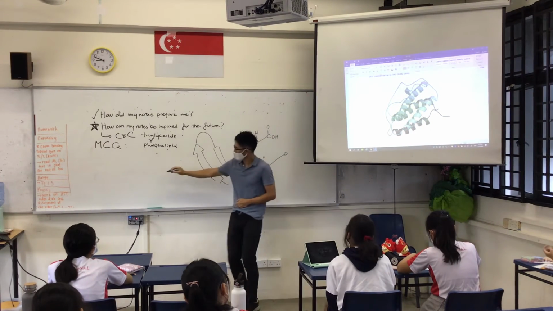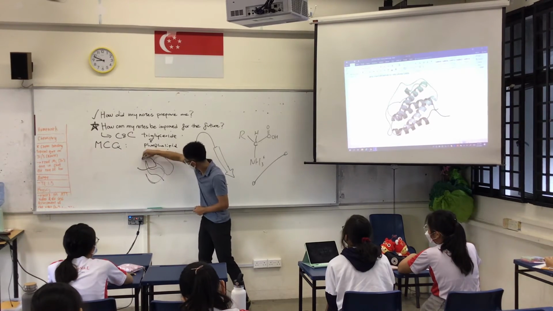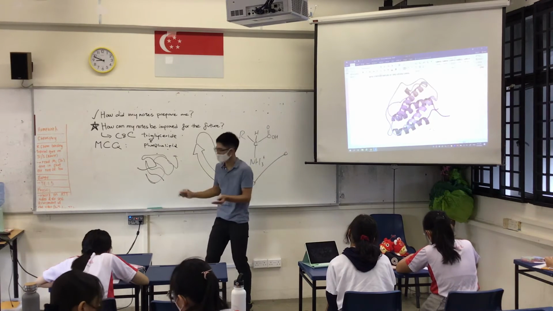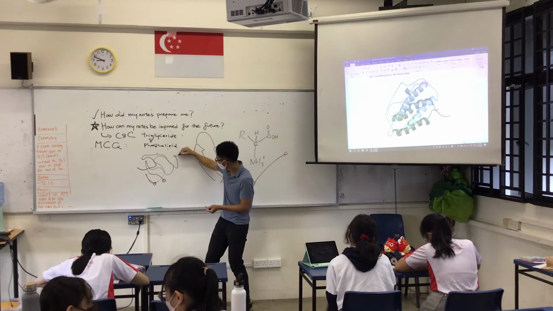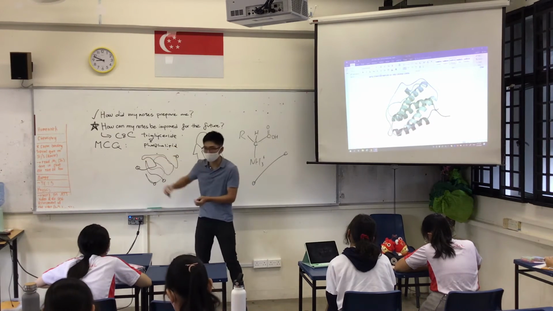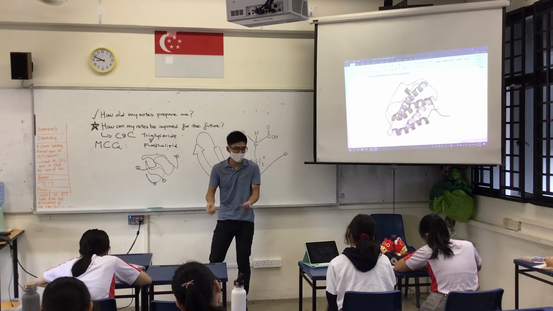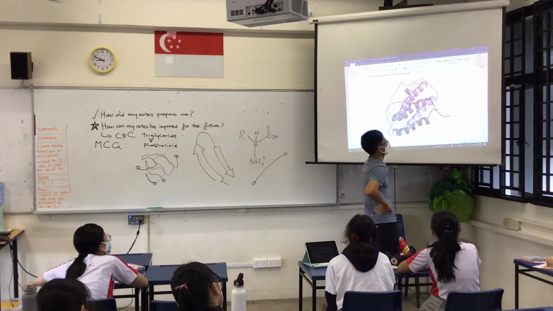So if I have two polypeptides together, I should be able to spot four separate ends. One end over here belonging to one polypeptide, another end over here, another end over here belonging to another polypeptide. So that's another way to spot the presence of more than one polypeptide. Over here, I can only spot two ends.